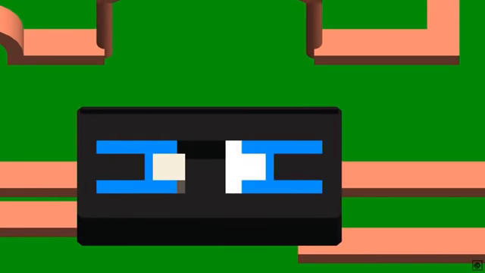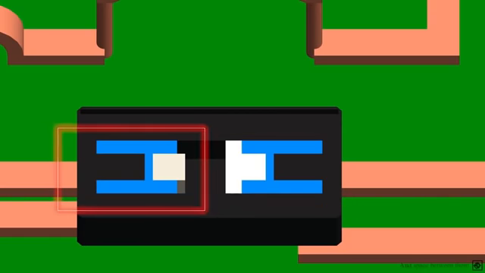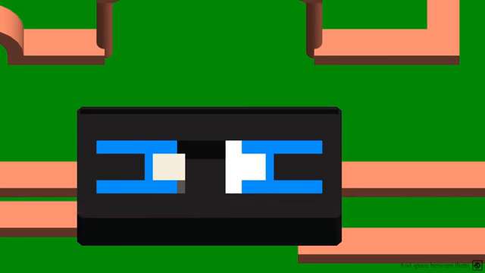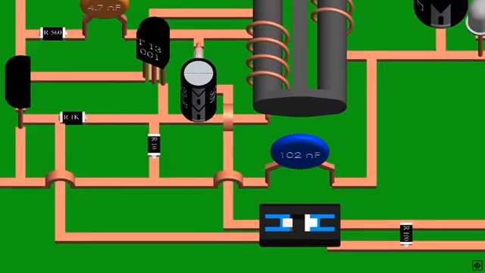This is an optocoupler. It is used for transmission of signal without contact. On the right side we have an infrared LED and on the left a phototransistor. When the LED turns on, its light turns on the base of the phototransistor, turning it on. This capacitor is of 102 nanofarad, used for safety purposes. It is connected between primary and secondary grounds to stop electromagnetic interference.